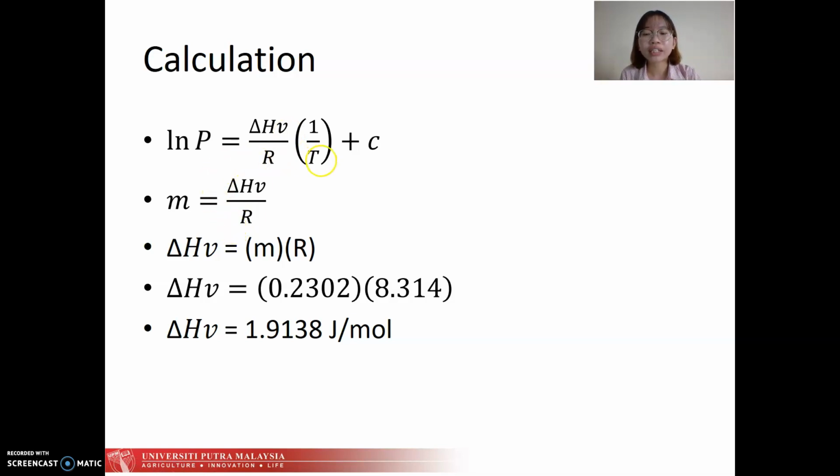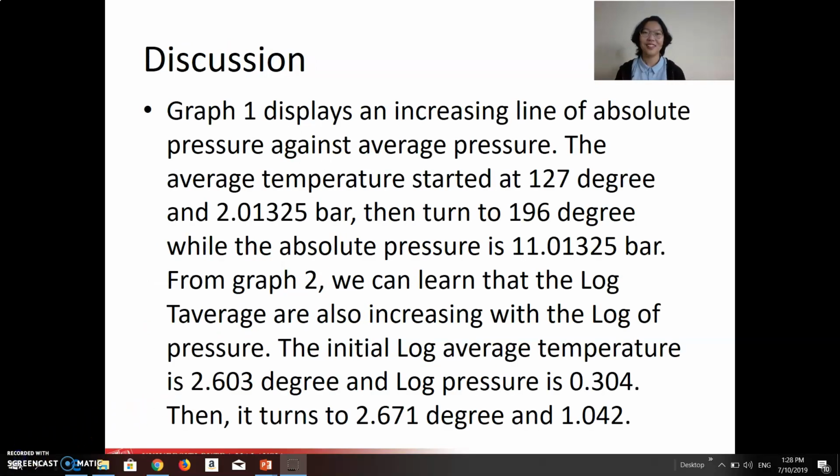So to calculate the heat of vaporization, it will be the gradient of the graph times the ideal gas constant, and from the experiment we obtained 1.9138 joule per mole. Okay, so please let me start our discussion part.